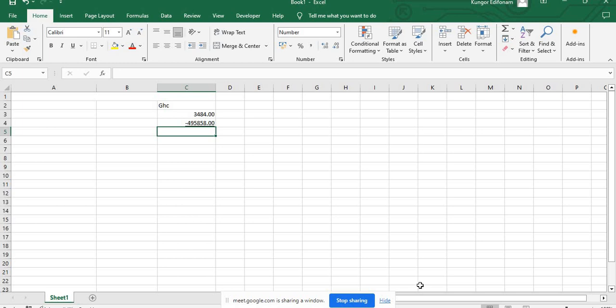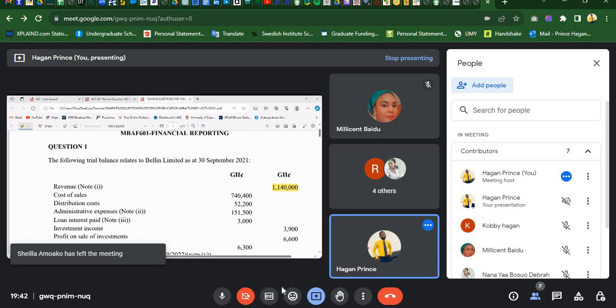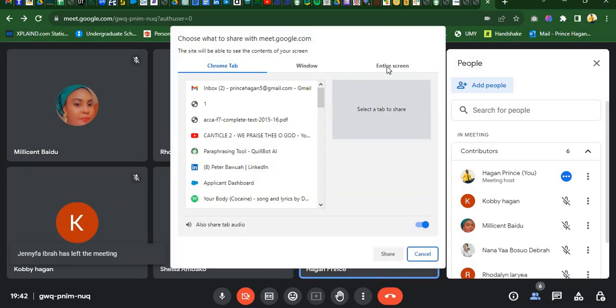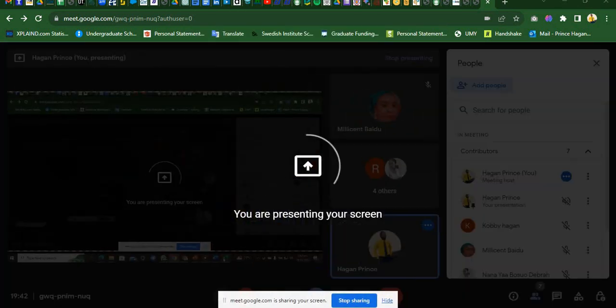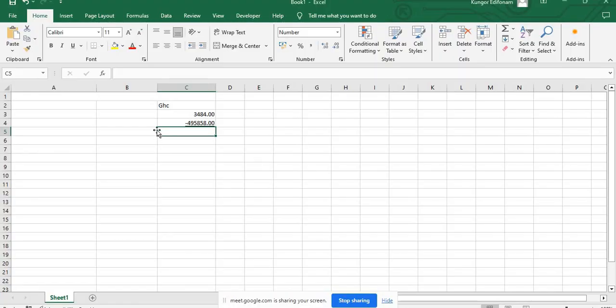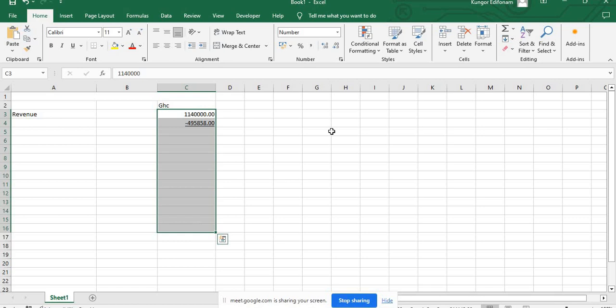Yes, I wanted us to have a brighter view. Okay, so we have the revenue, and the revenue is 1,140,000. Please, can you zoom in a little? Okay, I'll do that.